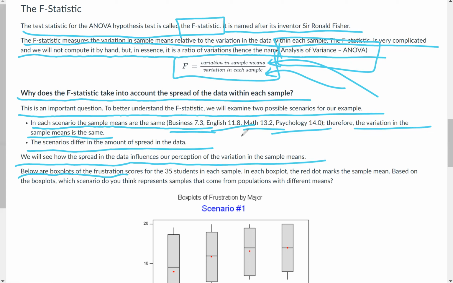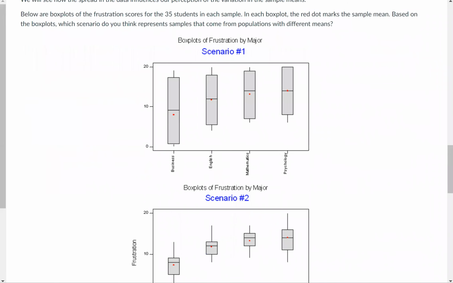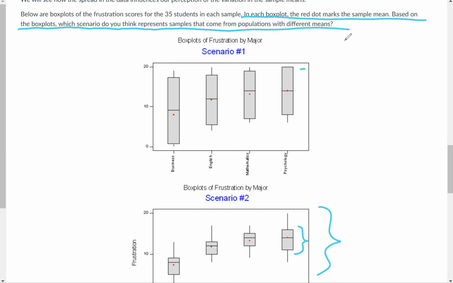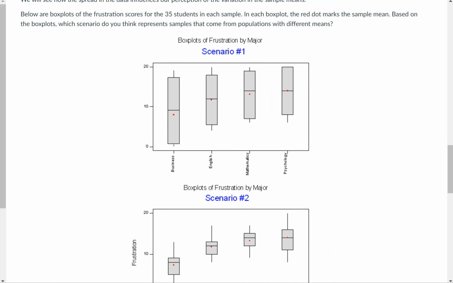Below are box plots of the frustration scores of the 35 students in each sample. You can compare them because there are 4 next to each other. Let's scroll down and see those while we're talking about it. In each box plot, the red dot marks the sample mean. Based on the box plots, which scenario do you think represents samples that come from populations with different means? Notice that in the bottom box plot, the interquartile range is not very large. The middle half of the data is more tightly packed for psychology, and the same for the bottom one here. This one's between 10 and 20, and this one's between 20 and something lower than 10. So you definitely see a wider variation in scenario 1 than in scenario 2. Okay, let's scroll down.